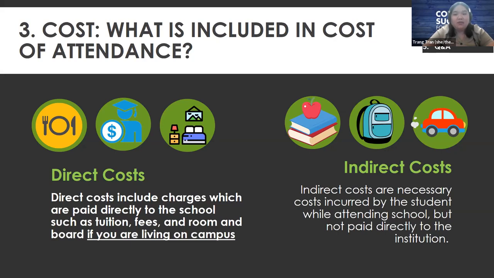However, if there's not money left over, they may have to pay out of pocket to the university for their direct costs, and then out of pocket for their indirect costs. So there has to be some additional planning there. So that's really important when it comes to looking at the financial aid.